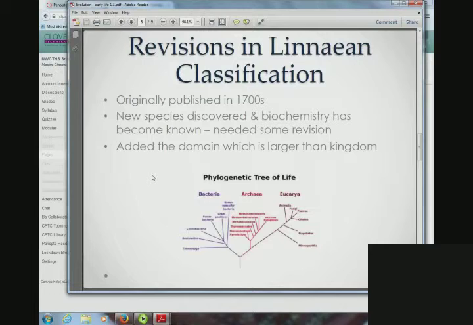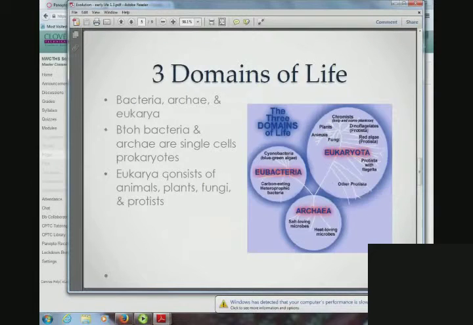There have been revisions in the Linnaean classification system. It was originally published in the 1700s. Since then, new species have been discovered, and the biochemistry has become known of many of the organisms, so it's needed some revision. We've added the domain, which is larger than the kingdom, and we have three different domains. We have the bacteria, the archaea, and the eukarya.